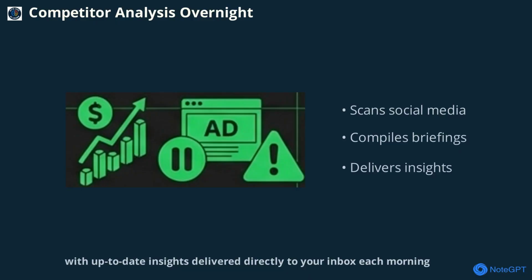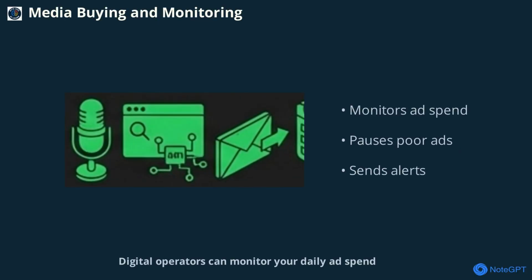Digital operators can monitor your daily ad spend, automatically pausing poor-performing creatives and alerting you if spending goes off target. This real-time oversight helps optimize your marketing budget and ensures your campaigns are always running at peak efficiency.